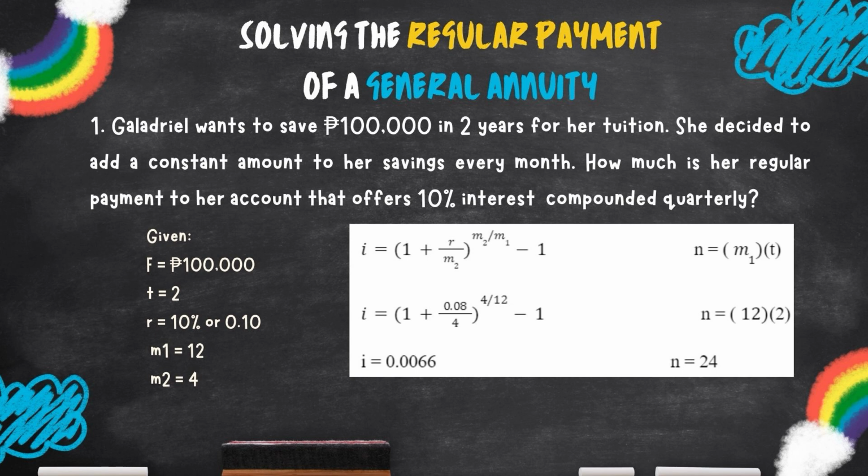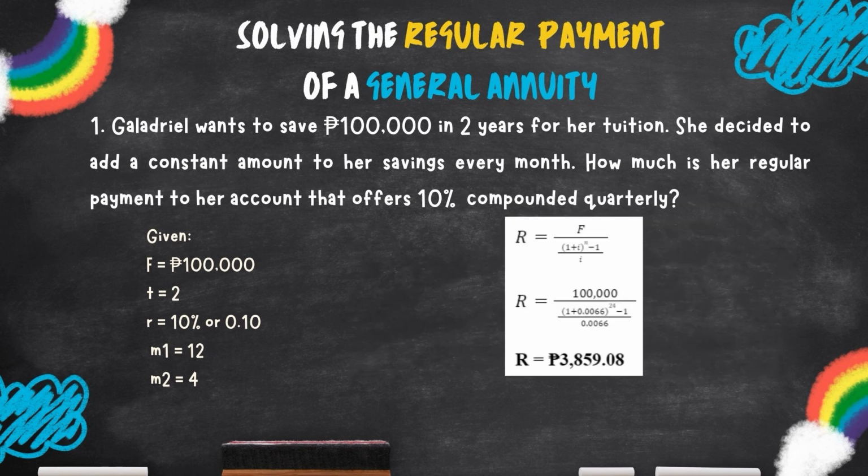So for the periodic rate, we'll just substitute. It's going to be 1 plus 0.08 over 4 raised to the power of 4 over 12 minus 1. And that's going to give us an I of 0.0066. While for N, we have 12 times 2, and that's going to give us 24. Now that we have the necessary elements, let's now solve for the regular payment of this general annuity.